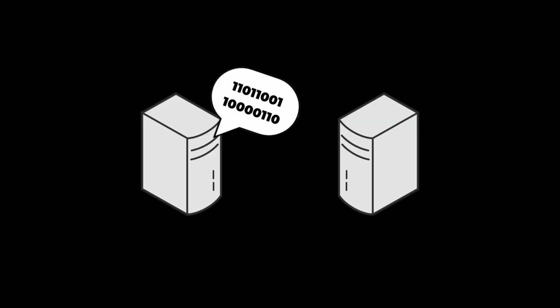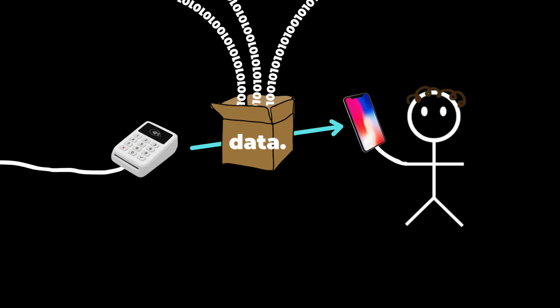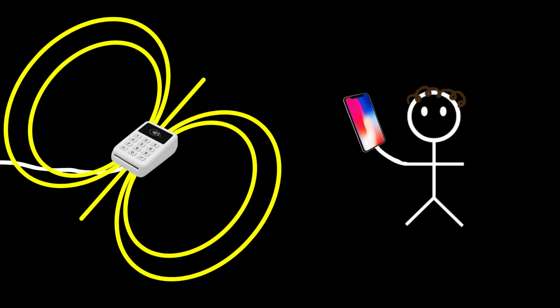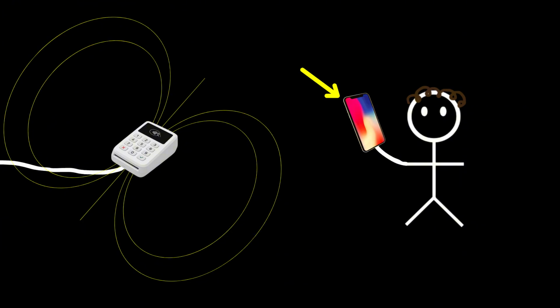Computers talk in ones and zeros, also called binary. So to send data, you need to send some ones and zeros. The card reader does this by changing the strength of the magnetic field, which your phone can detect.